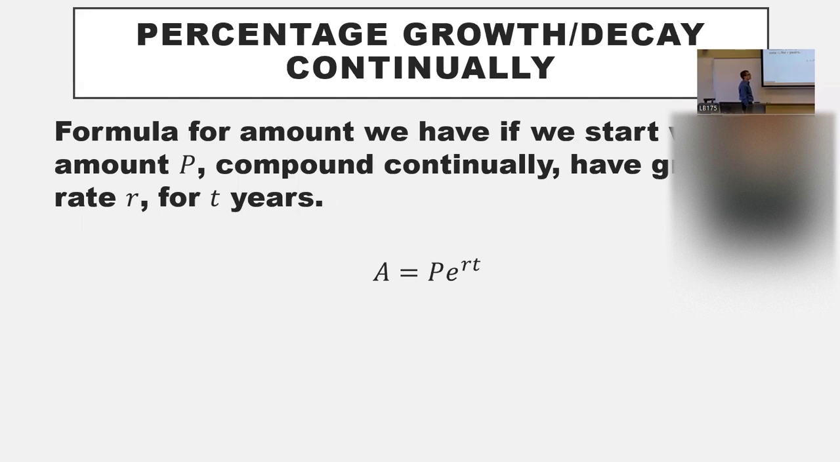Also, have this one. This one is compounding continually. So if we are compounding continually at a rate of R, then it's A equals P times e raised to the R times T power.